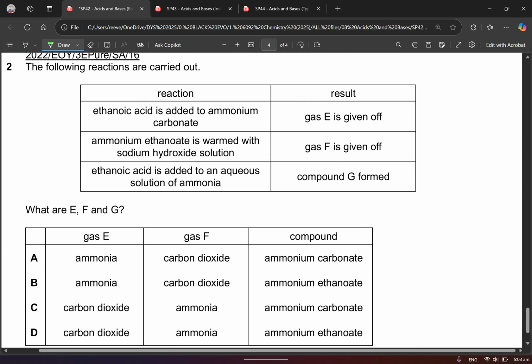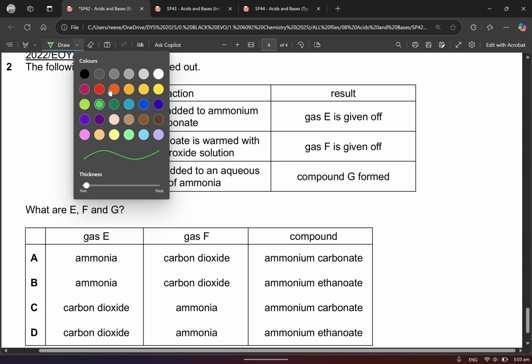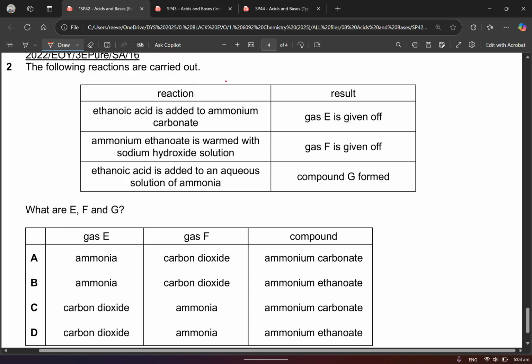Okay, next question. The following reactions, what is E, F, and G? Okay, so let's run through it. You don't need to be too bothered by the chemical names. I think the question is purposely created to confuse people. I have acid and carbonate. Acid and carbonate, you must know this one. So this must be carbon dioxide. You need to think.